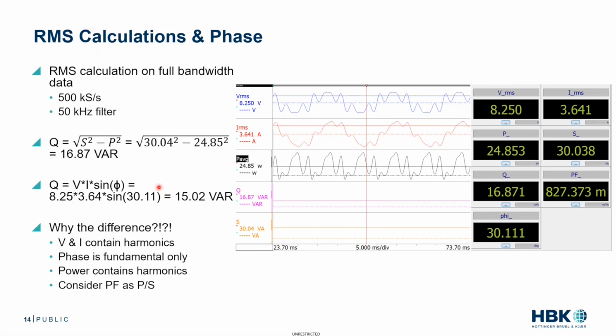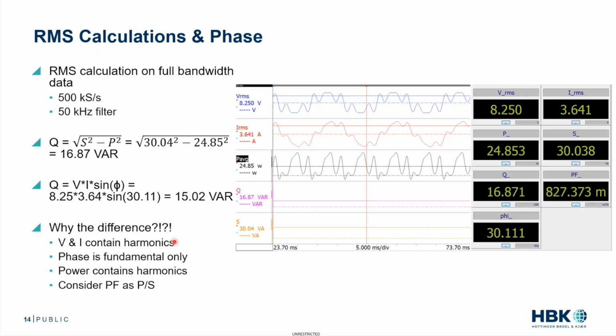Now, if we go back to the definition of Q based off that phase-based power triangle, we get V times I times the sine of theta, which is the phase angle. If we take 8.25 times 3.64 times the sine of 30.11, we get 15 var. Why is there a difference here? The difference is that phase angle is based on the fundamental.